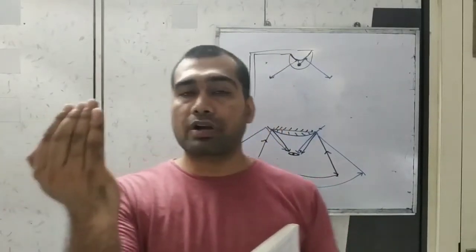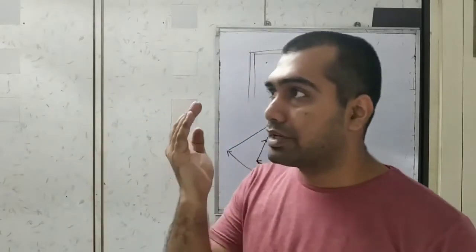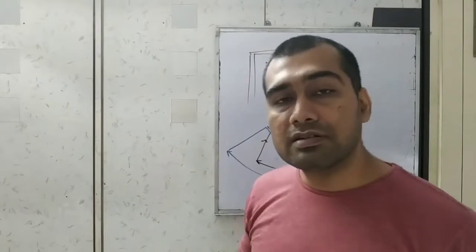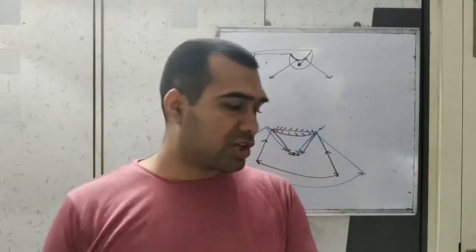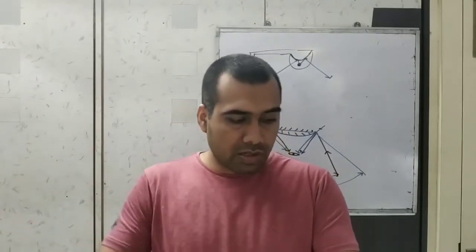So remember, for a concave mirror, when it's very close, it is magnified, like a shaving mirror. And for a convex mirror, it is highly diminished. Then we have to differentiate between concave mirror and convex mirror, so learn the differences well.